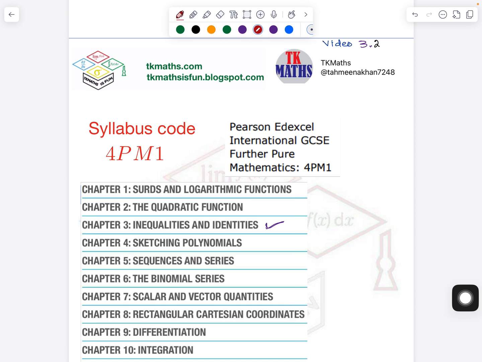In today's video, we will continue the learning of Chapter 3 Inequalities and Identities, which is a part of the syllabus of Year 11 for the Maths Pearson Edexcel. Code is 4P M1. This chapter is the part of the syllabus of other British exams also, like CIE or 4037. So these students can also watch it.